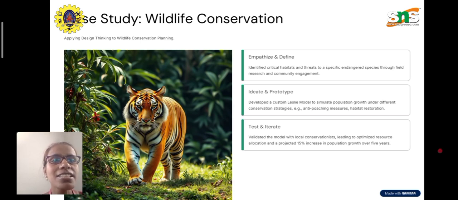So the next thing is ideate and prototype, which is to develop a custom Leslie model to simulate population growth under different conservation strategies, for example, anti-poaching measures and habitat restoration. The last thing is test and iterate. So in this case, we are going to validate the model with local conservationists, leading to optimized resource allocation and a projected 50% increase in population growth over 5 years.